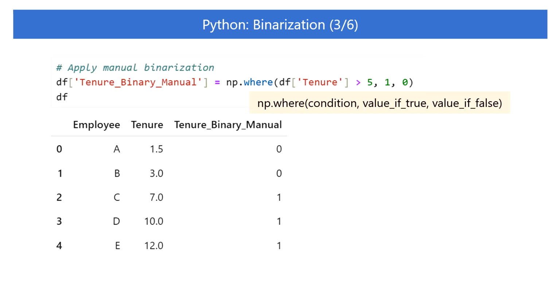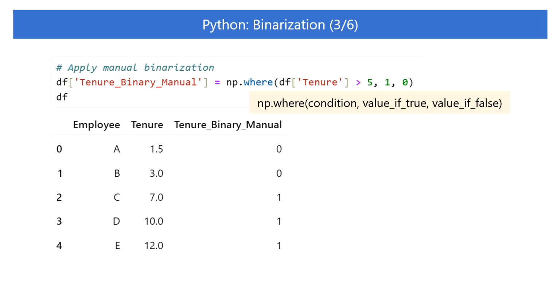We can use np.where, which is a useful function for applying conditional transformations efficiently. np.where has 3 arguments. The first is a Boolean condition. The second is the value returned if the condition is true. And the third is the value returned if the condition is false. Here, the condition is tenure is longer than 5, and if it is true, 1 will be returned. And if it is false, 0 will be returned.